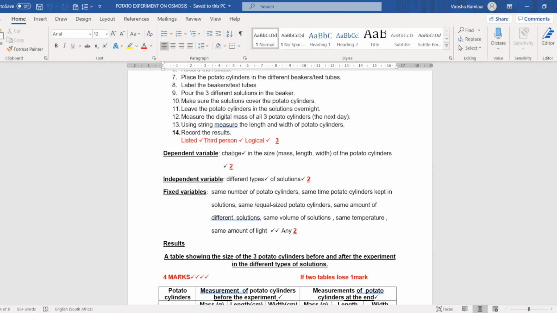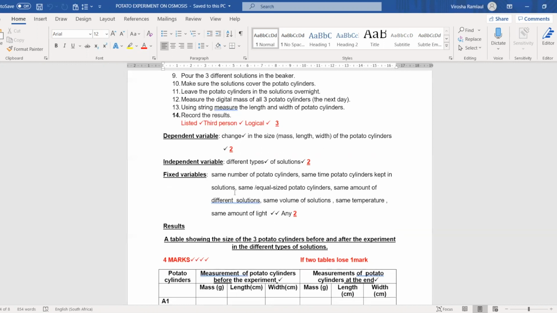So you can see here, those that wrote changes, they got 1 mark more. If you said mass, length, width of the potato cylinders, you only got 1 mark. So you have to be very specific. I've been teaching you all along types of solutions, okay? But different types gets you 1 other mark compared to types of solutions. But always you say different types of solutions. You can see that is what separates those who remember from those who just forget.